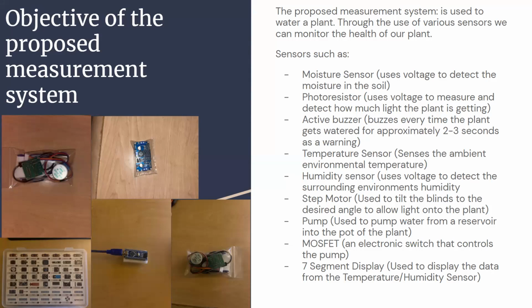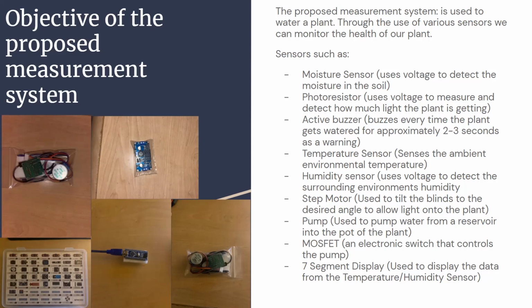An active buzzer, which buzzes approximately 2 to 3 seconds before the plant begins getting watered as a warning. A temperature sensor, which senses the ambient environmental temperature. The humidity sensor, which uses voltage to detect the surrounding environment's humidity. A step motor, which is used to tilt the blinds to a desired angle to allow light onto the plant.